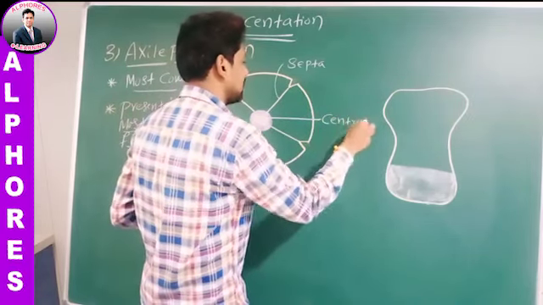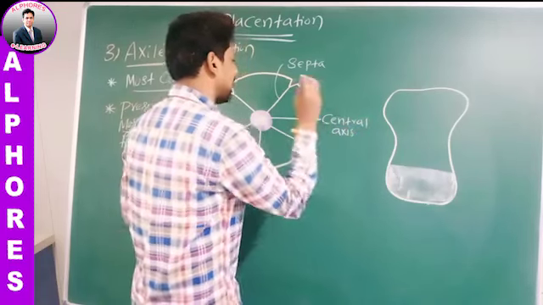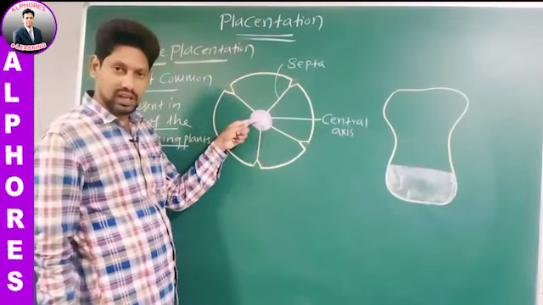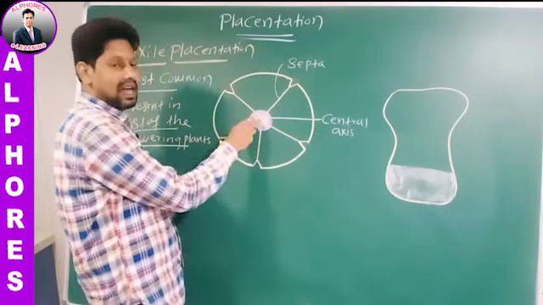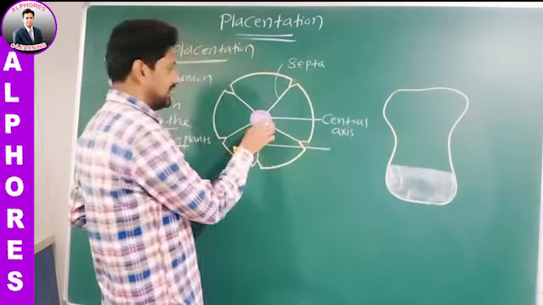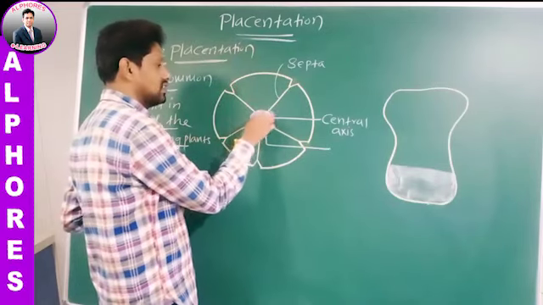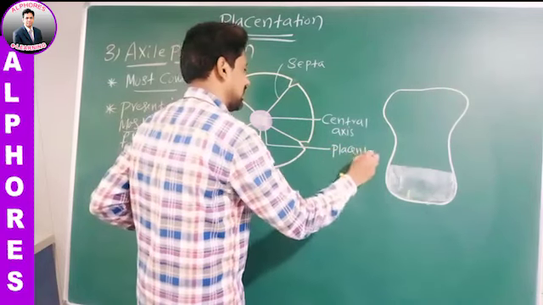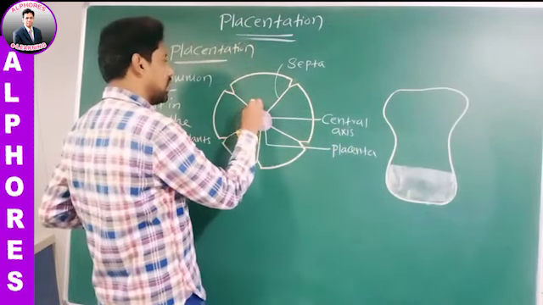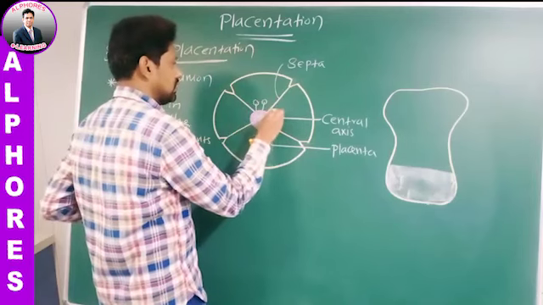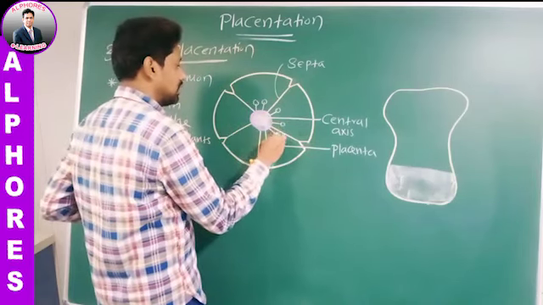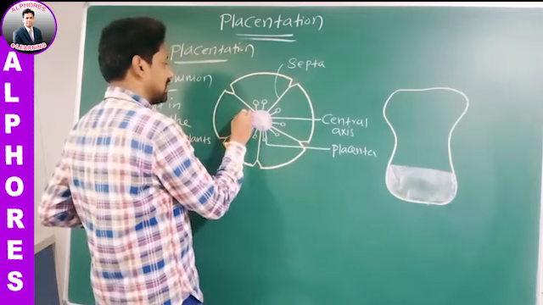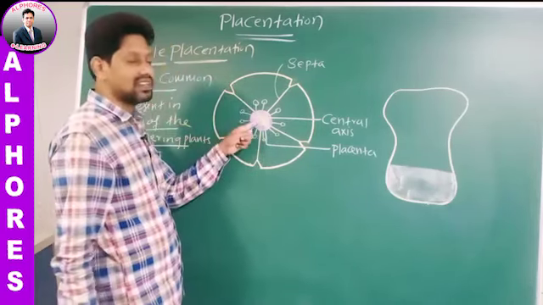How is this central axis formed? By the fusion of septa. On this central axis, you are going to see the placenta. On the placenta, you are going to see ovules. Ovules are present on the placenta, and the placenta is on the central axis.